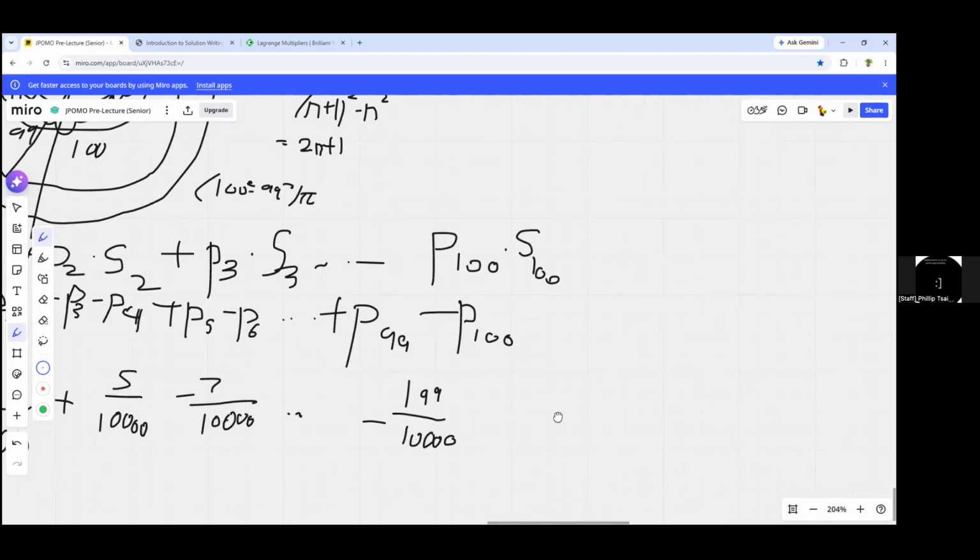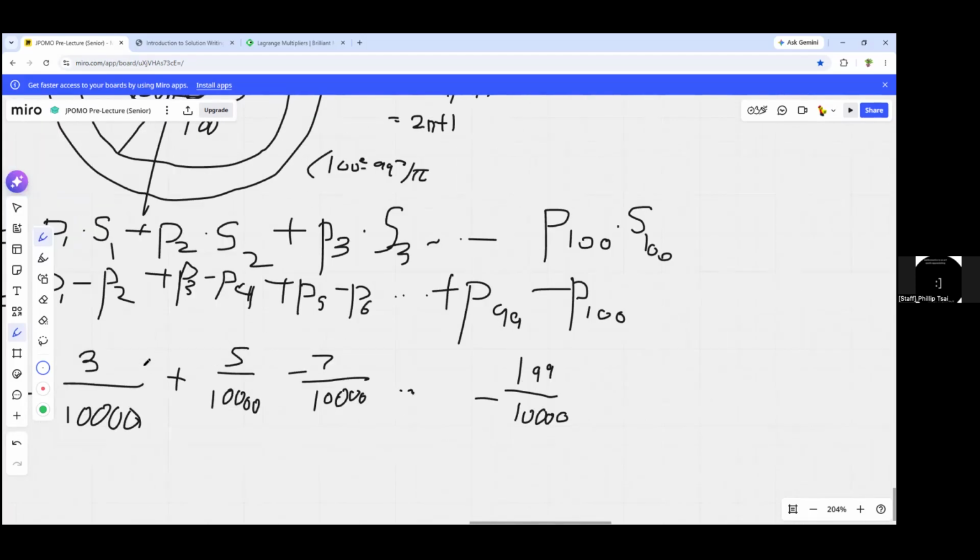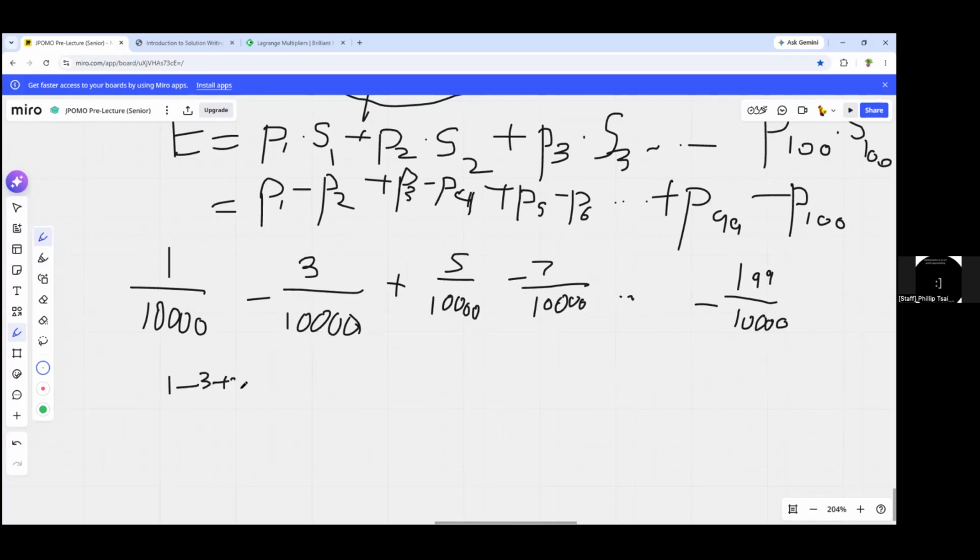Now, we can just focus on the numerator. It's 1 minus 3 plus 5 minus 7, all the way until you add 197 and subtract 199. Basically, you're just alternately adding and subtracting the odd positive integers.